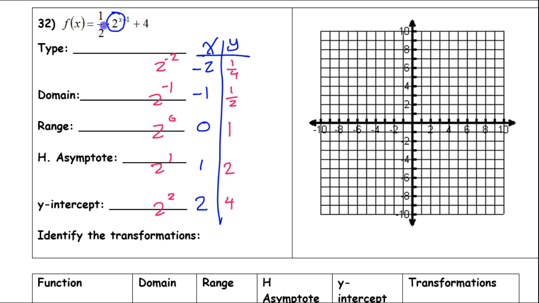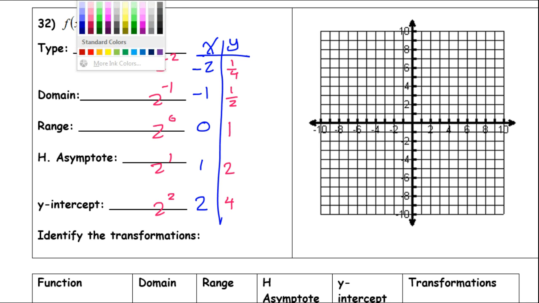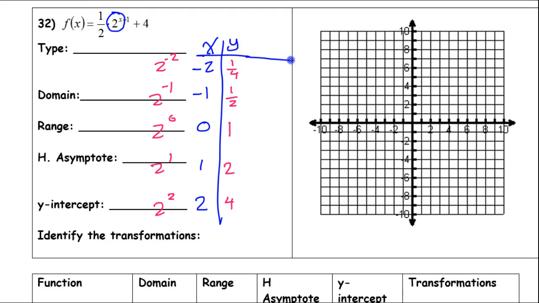Alright, now, because there's an a value, we need a third column. And this is where we multiply by the a value. So I'm going to do 1/2 times each of these. So that's going to give me 1/8, 1/4, 1/2, 1, and 2.